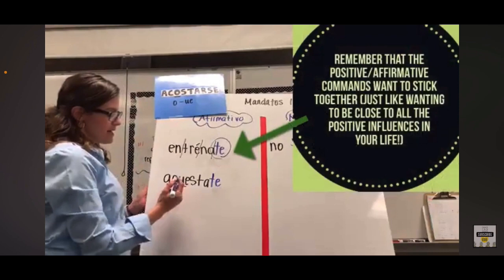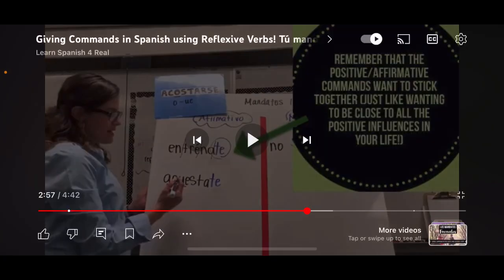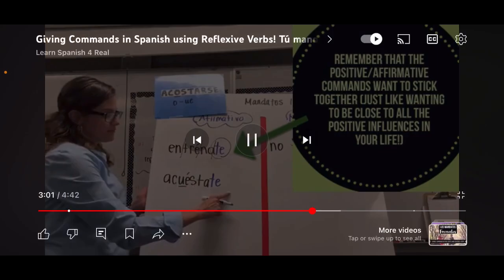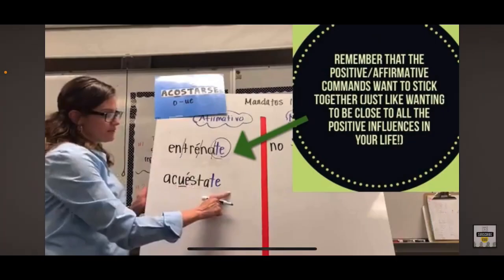Here's a note. Remember that the positive affirmative commands want to stick together, just like wanting to be close to all the positive influences in your life. I just wanted to read that. Acuéstate. Let's look at the syllables again. Now this one has 4 syllables. But remember, you only put the accent on the third one going to the left. So let's count. 1, 2, 3. Bam. There's your syllable. Put an accent mark on it.